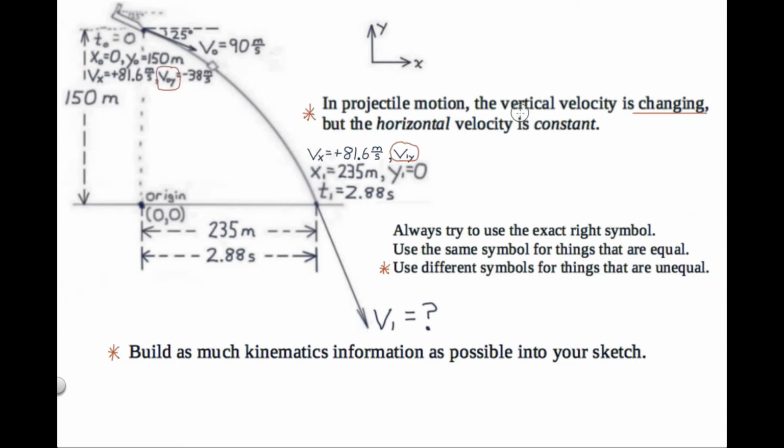On the other hand, the vertical velocity will be changing, so we do not expect the vertical velocity at time 1 to equal the vertical velocity at time 0. Use different symbols for things that are unequal. Since the vertical velocity is changing, we use two different symbols, v sub 0y and v sub 1y, to represent the vertical velocity at time 0 and at time 1.